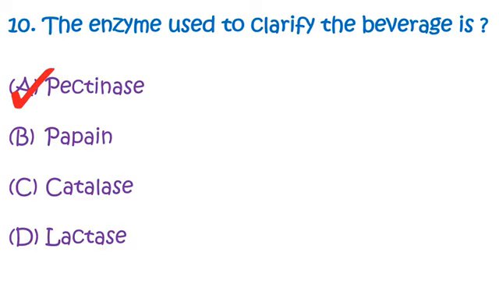Papain is an enzyme that is used for meat tenderization. Catalase is an enzyme that is specially used in the dairy industry for neutralization of hydrogen peroxide before the milk goes for cheese production. Lactase is an enzyme that breaks down lactose sugar, and it can be used to produce products which are free from lactose and it can help lactose intolerant people.